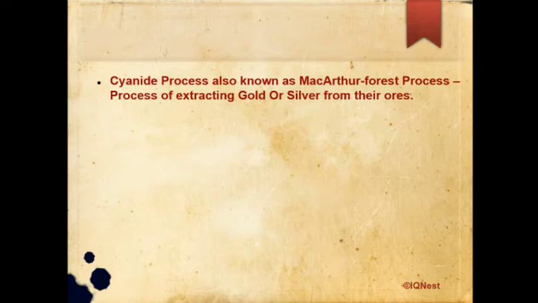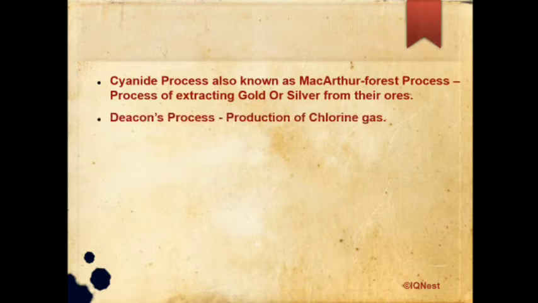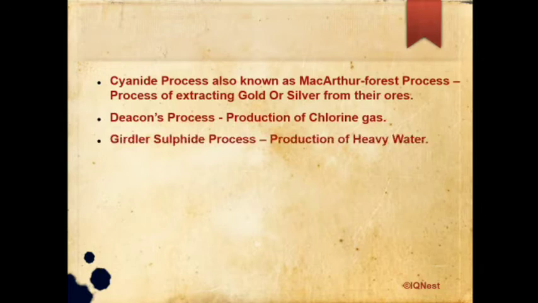Next is the cyanide process, which is also known as the MacArthur-Forrest process. This is used for the extraction of gold or silver from their ores. What is Deacon's process? This is used for the production of chlorine gas. Next is the Girdler sulfide process. This is used for the production of heavy water.